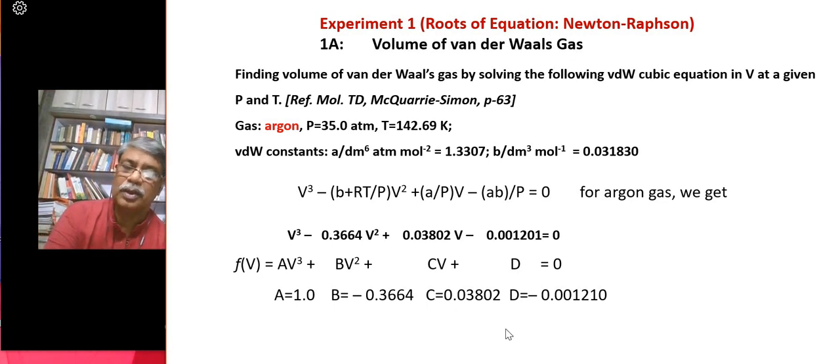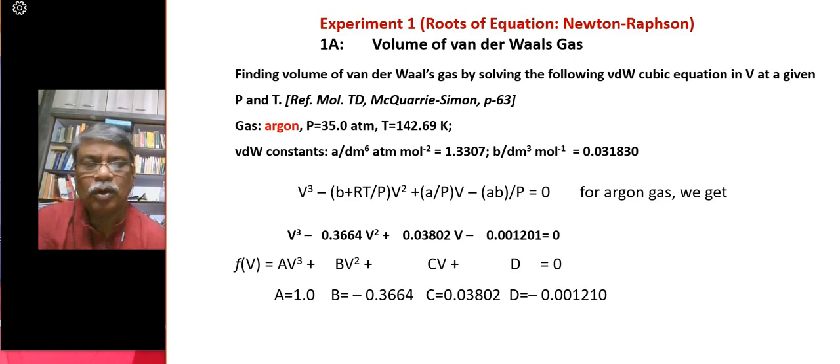You can start with these known values, or you can do one thing: you just give the input of R, T, P, a, b, and the rest of the terms, that means this B, C, D, you can make your computer program evaluate for you. But here we have actually hand calculated and we are supplying these values directly, A, B, C and D.